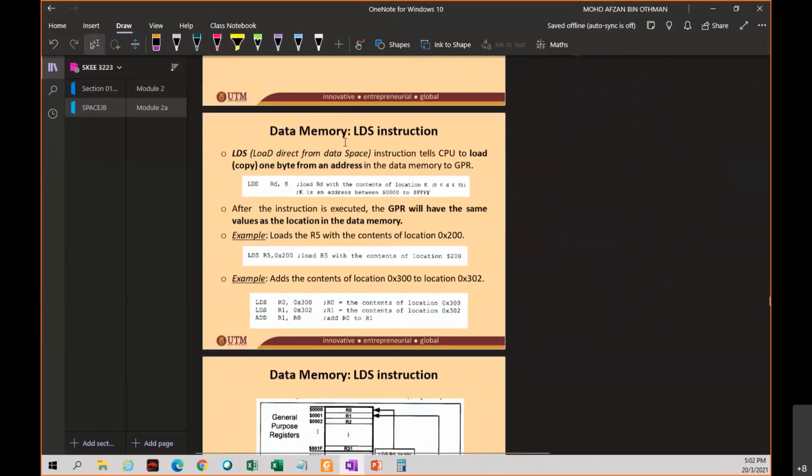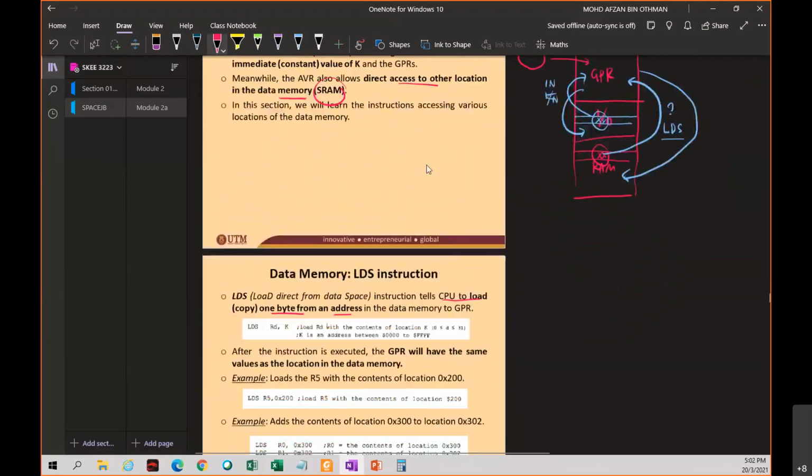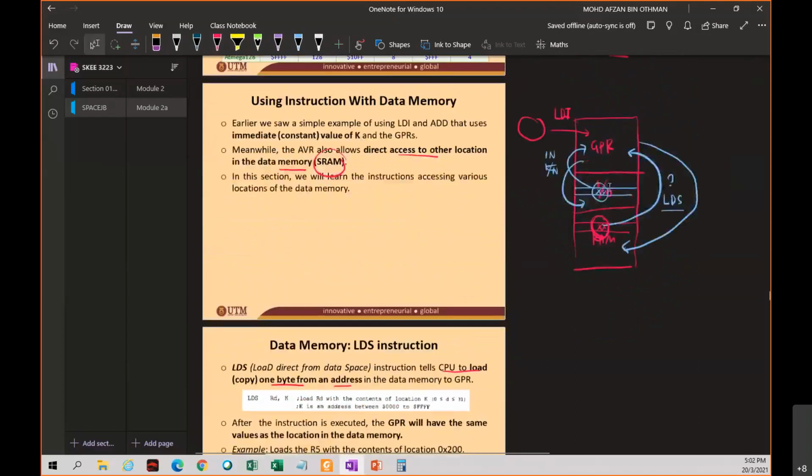Okay, so the first instruction here, data memory. Okay, so LDS instruction. So this LDS instruction stand for load direct from data space. Tell the CPU to load copy 1 byte from an address in the data memory to GPR. Maksud sekarang ni, dia nak copy value from GPR or value from this data memory, tak kisahlah sama ada value tu from I/O ke, dalam RAM ke, atau dalam GPR itself, okay, to your GPR, because this is a data memory.